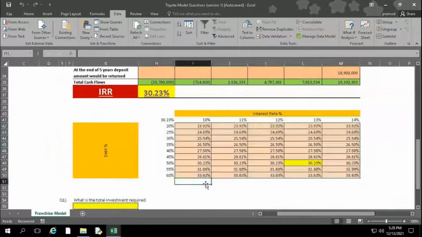So if I take the debt of 20% of my initial amount, and it is a 10% interest, I get the ratio of my business as 23.92. Same manner for all the amounts it has been given, till 14% and the particular investment amount. So if you see, if I do 50% investment and 13% interest, this is the ratio which is matching here. Like this, you can find out the multiple ratios based on the particular value.